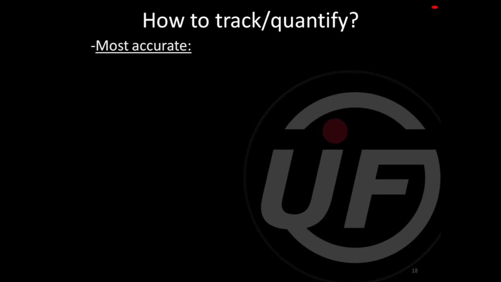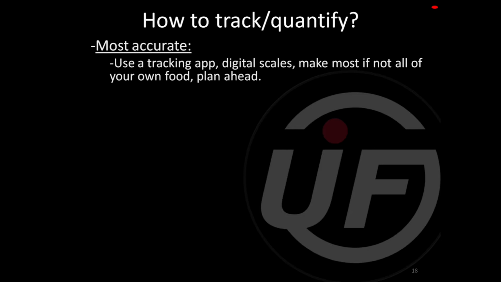All right, so how do we track? The most accurate way would be using a tracking app and digital scales, so you're actually weighing things, portioning things out. I think it's meant to be make most of, not all of, your own food.